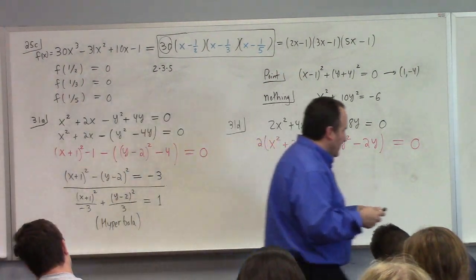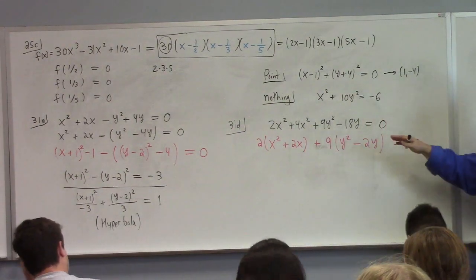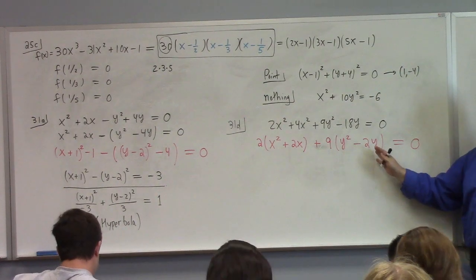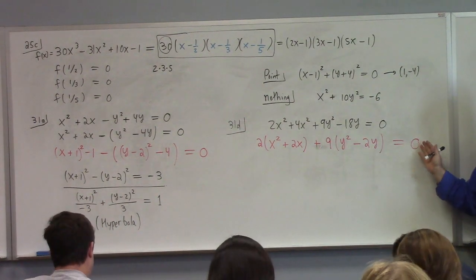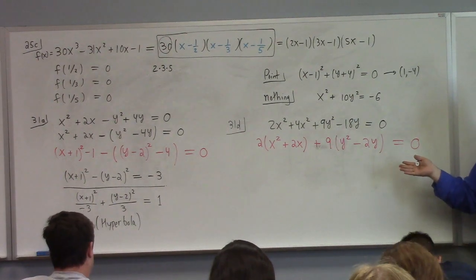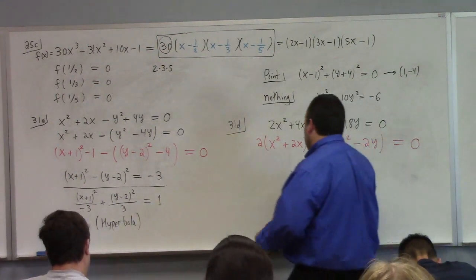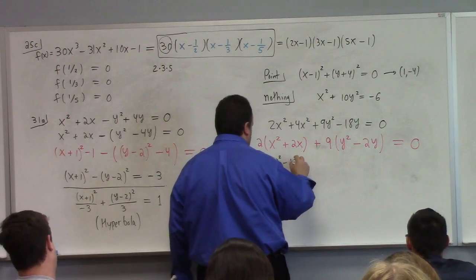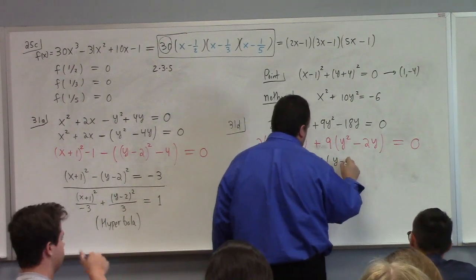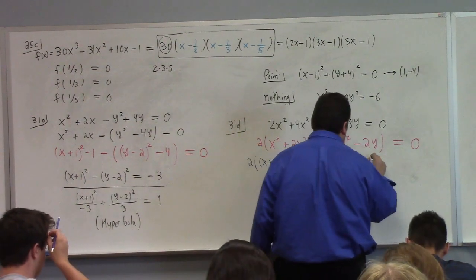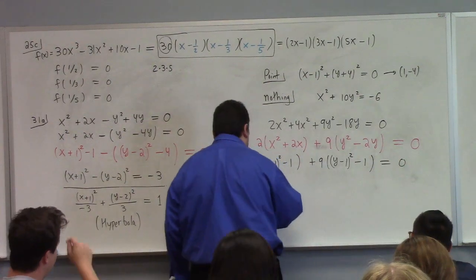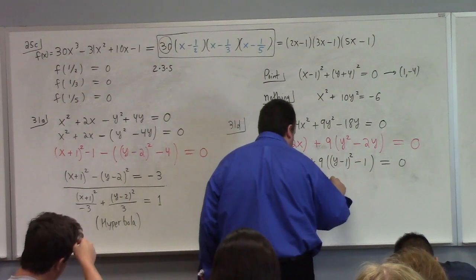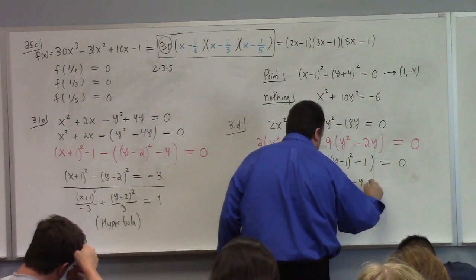Okay. So we factor 2 out to get the x squared isolated. We factor the 9 out to get the y squared isolated, right? And now I can complete the square. So 2 times (x plus 1) squared minus 1, plus 9 times (y minus 1) squared minus 1. So this is 2 times (x plus 1) squared minus 2, plus 9 times (y minus 1) squared minus 9, equals 0.